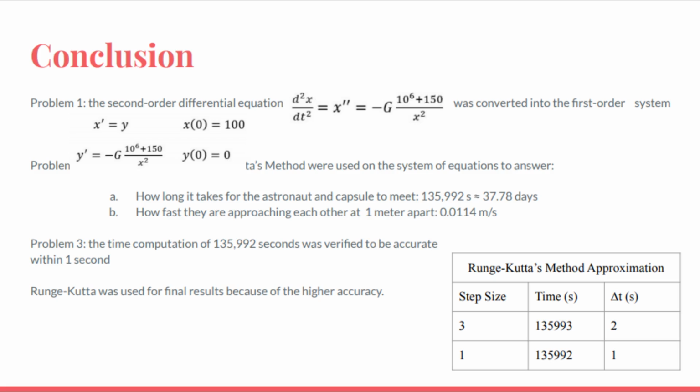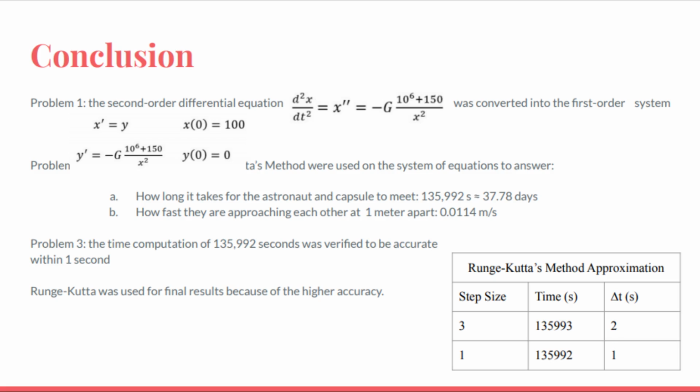Problem 2 asked 2 parts, with the first being how long it takes for the astronaut and capsule to meet, which was found to be 135,992 seconds, or approximately 37.78 days. The second part of this problem asked how fast they are approaching each other at 1 meter apart, which was found to be a velocity of 0.0114 meters per second. Both of these parts were found using both Euler's method and Runge-Kutta's method of approximation.